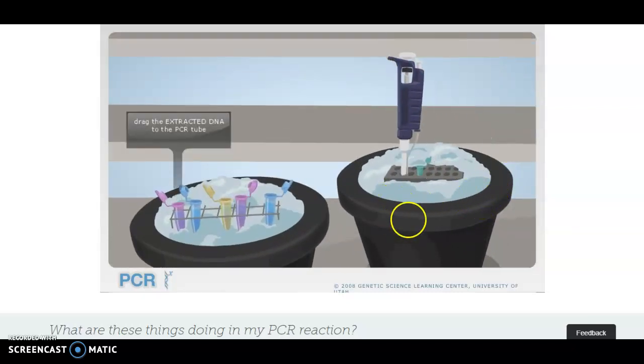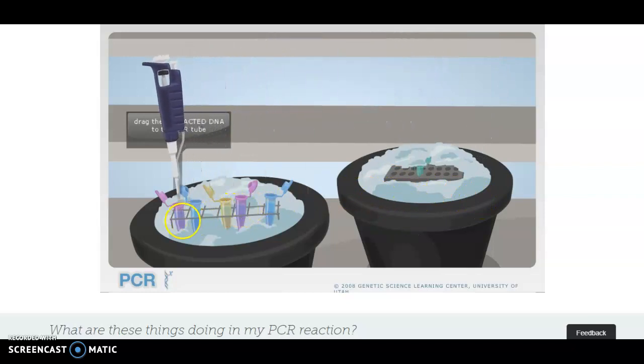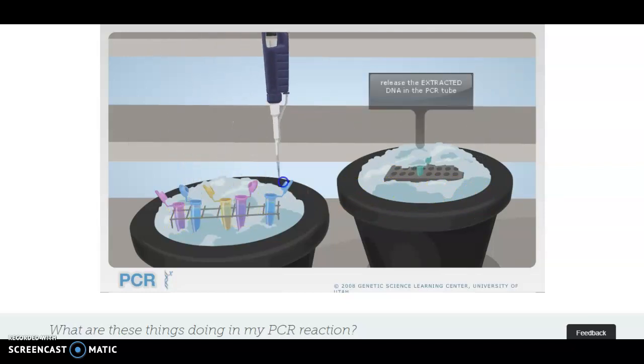So I'm going to go ahead and take my micropipette right here. I'm going to grab my DNA. I'm going to hold the plunger down. I'm going to keep holding, and then I'm going to extract it into my tube right here.